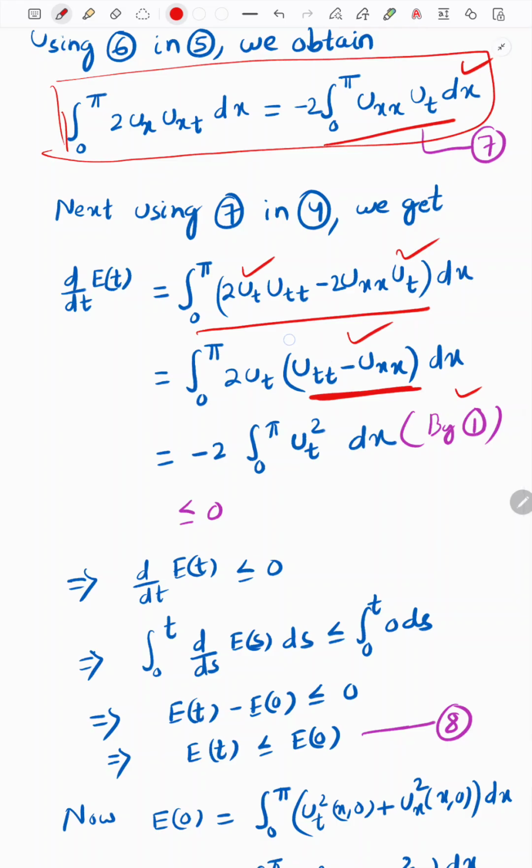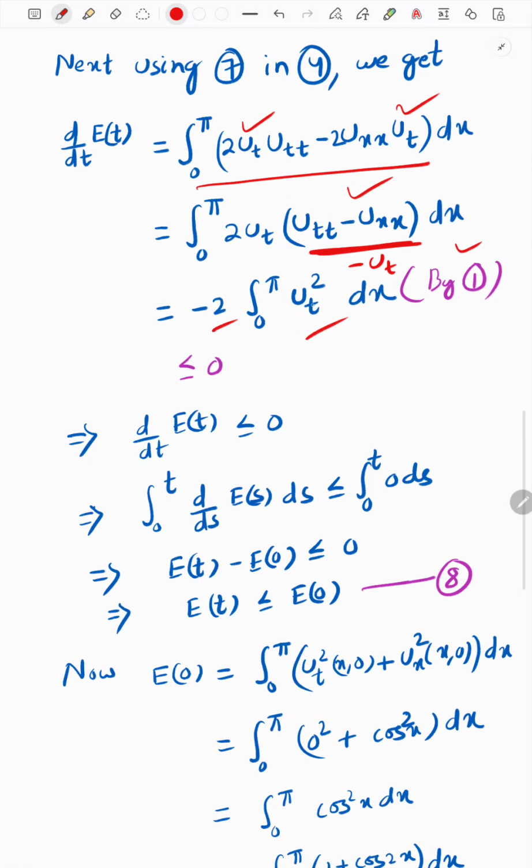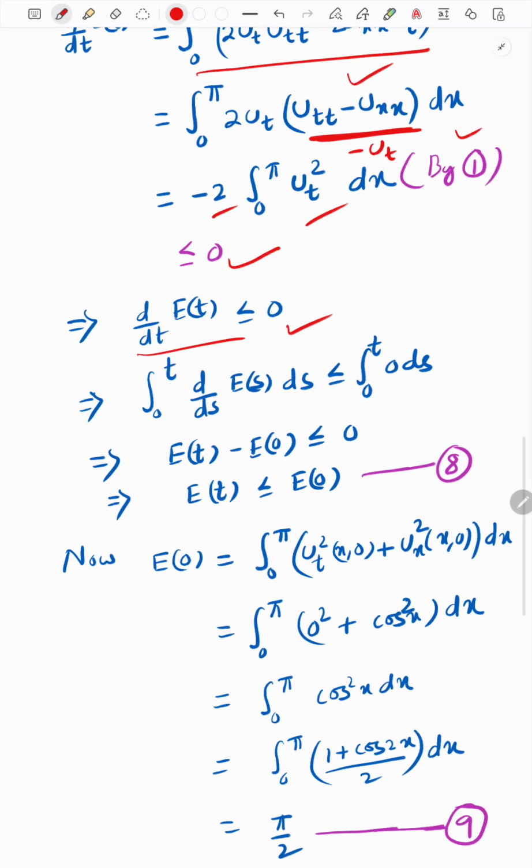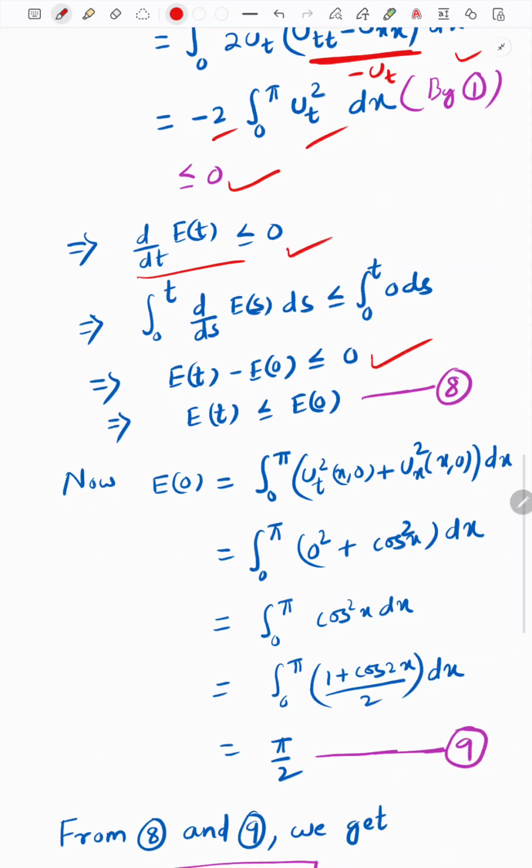So it gives this expression is minus of u_t, so it gives 2 times minus of u_t square, so minus 2 comes out, so you will get this thing. And since u_t square is a non-negative thing, and minus is coming here, therefore this quantity is negative. So this derivative is less than or equal to 0. Then you will take the integration from 0 to t on both sides, then you will reach this step, and this step implies that E(t) is less than or equal to E(0) for all t greater than 0.